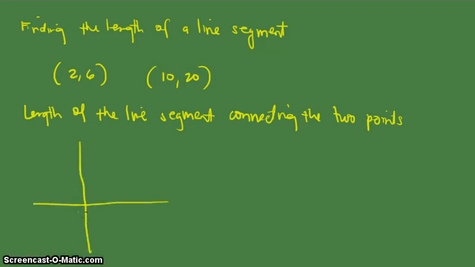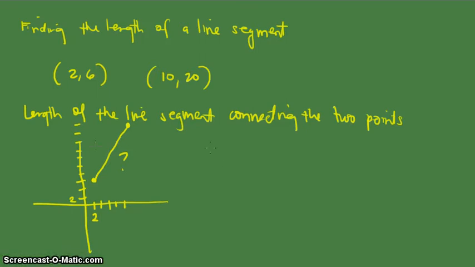Say we have 2, 4, 6 on both axes. So 2, 6 is located here approximately, and then 10, 20 is located somewhere here. Say this is 8, this is 10, and then you have 12, 14, 16, 18, 20. So 10, 20 is located here. The line segment connecting the 2 points is this one. Sometimes you will be asked to find the length of the line segment. So how long is this line?